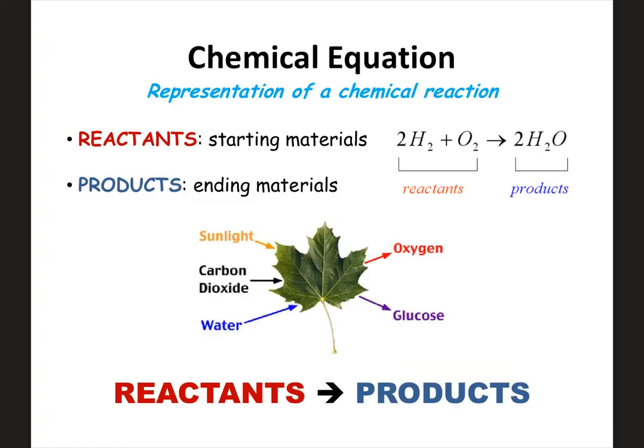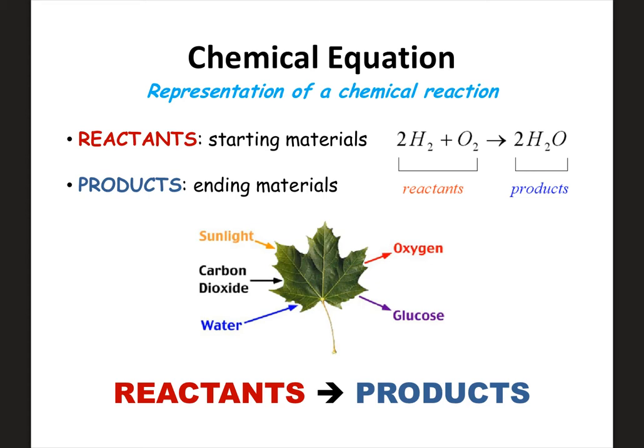A chemical equation here shows us a chemical reaction taking place. So we always have the reactants on the left side. That's always what we start with in the reaction. And then the products are always what form. The products are always on the right side. So the reactants always become the products in a chemical reaction.